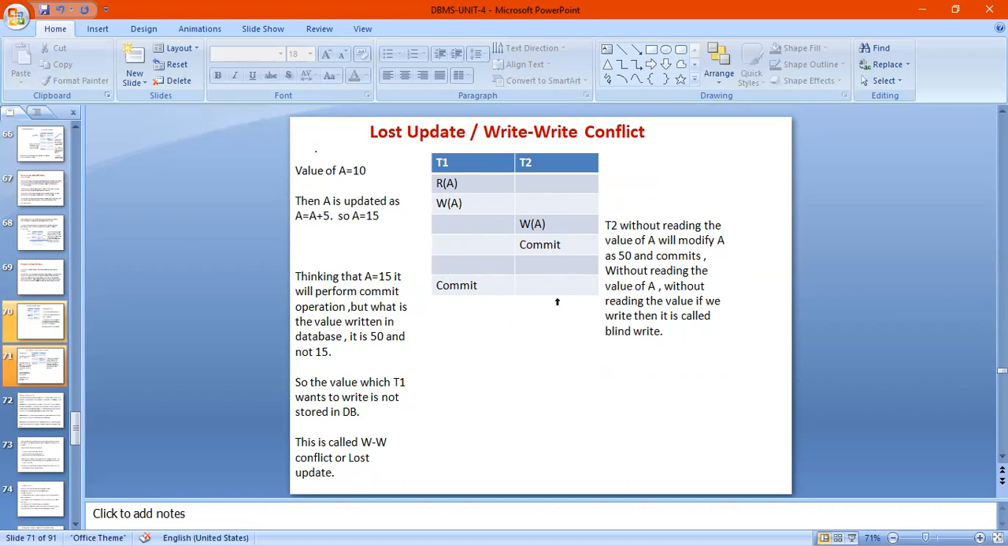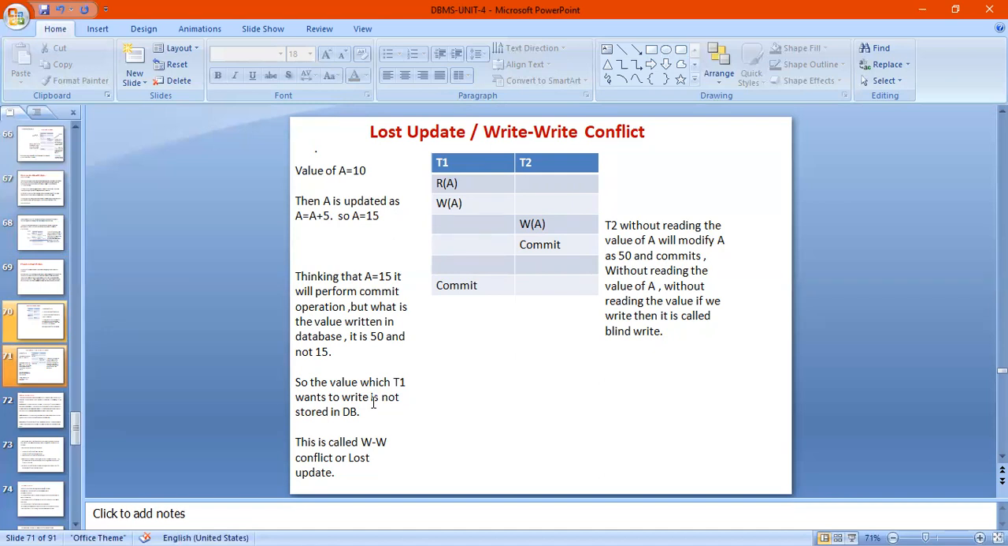And this is the, nothing, no operation is there because it's already committed, so no operations will be there automatically. So the value of A is equal to 10. Then A is updated, A is equal to A plus 5. So A is 15. Thinking that A is 15, it will perform the commit operation. But what is the value written in the database? It will be 50 and not 15. So the value T1 wants to write is not stored in the database. This is called write conflict or lost update.